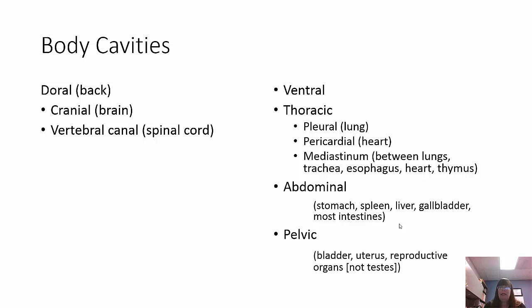The thoracic has the pleural cavities, which are the lungs, the pericardial cavity, which holds the heart, and then the mediastinum, which is in between. The abdominal cavity has the stomach, the spleen, the liver, gallbladder, your intestines. And the pelvic cavity has the bladder, uterus, and reproductive organs, except for the testes, of course. So the abdominal usually deals with digestion, pelvic, reproduction, and urinary.